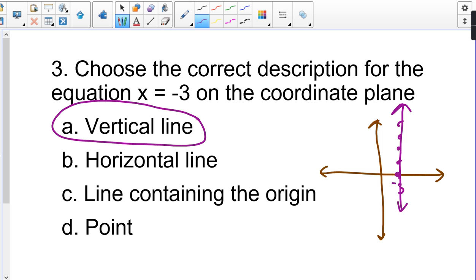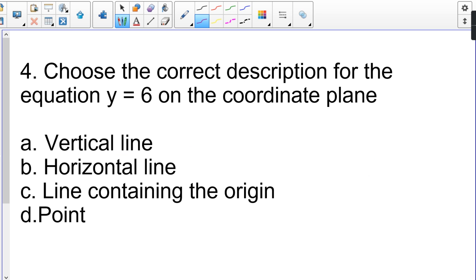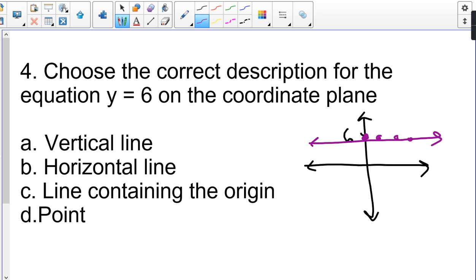I'm going to include the next two questions in the same video because they're all kind of connected. Now we have: choose the correct description for the equation y equals 6. Well, this is the opposite. Here we have a value on the y-axis. If that's y equals 6, this has the output of 6, the y value of 6. This point has a y value of 6. All of these points horizontally have the y value of 6. So this is a horizontal line.